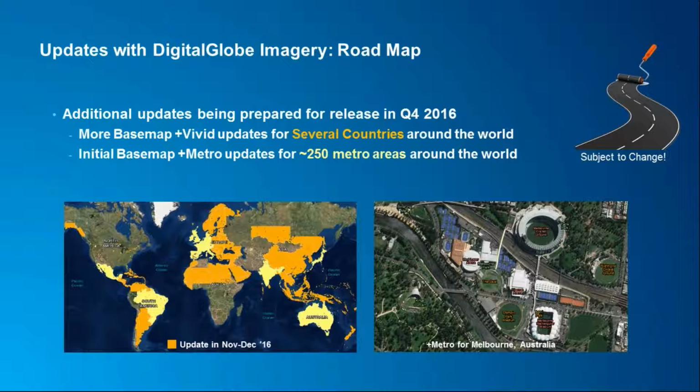In addition to that, we'll be deploying our initial updates of the Basemap Plus Metro imagery that Vicki described for approximately 250 metro areas around the world. You can see an example of that metro imagery in the lower right for Melbourne, Australia.